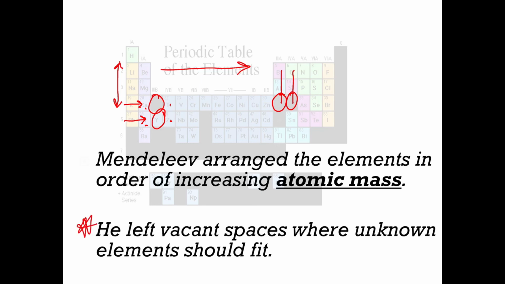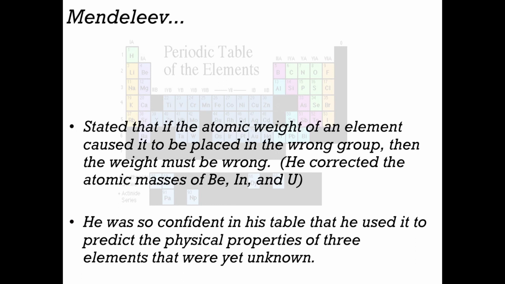And this is what's really revolutionary. And he said that if an atomic weight of an element caused it to be placed in the wrong group, going up and down, then the weight must be wrong. He was so confident in his periodic table that he said, okay, if an element is in the wrong place on my periodic table that I made, then whoever did the mass of that element got it totally wrong. They need to go back and fix it.